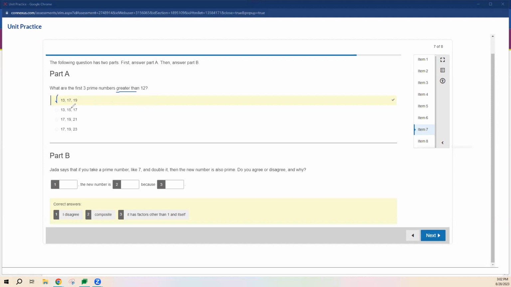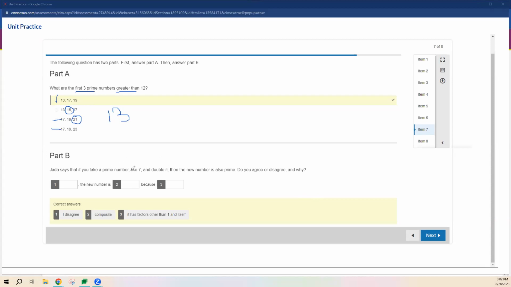I can look at this list and I see right here, 15, that's a composite number. Right here, 21 is a composite number. And right here, these are all prime numbers, but they are not the first 3 prime numbers because 13 would be the first one. Okay, so I could actually eliminate this one and this one just simply because they forgot 13. All right, and then part B, can't skip part B.